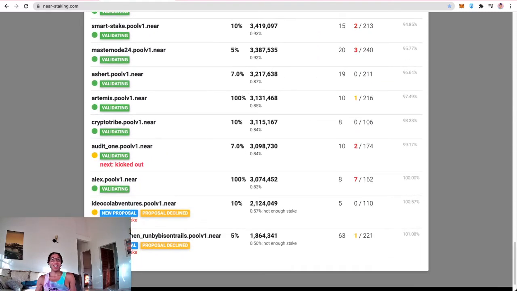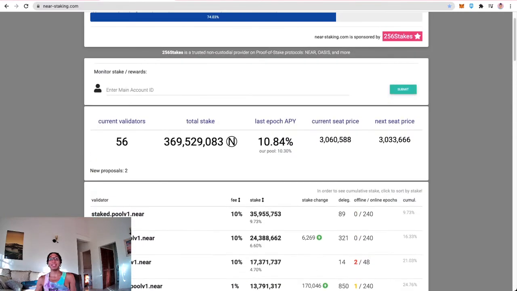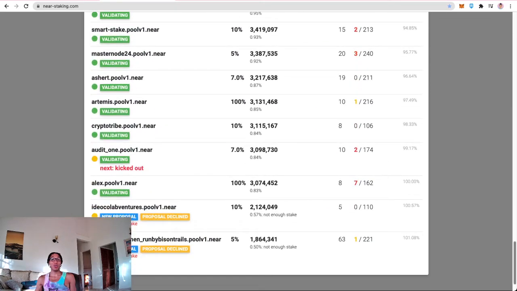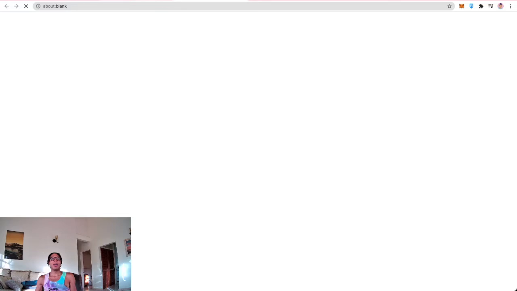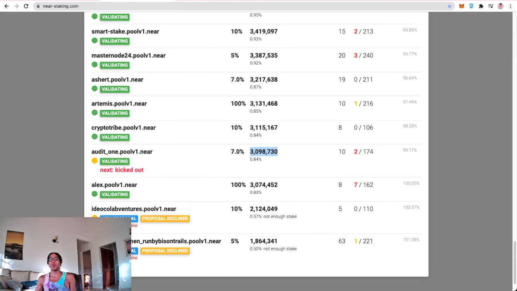So you can see here, these people were really close, but they're gonna get kicked out on the next one, right? So they're validating currently, but they got kicked out. And you can see here, the next seat price is 3 million 33,000. So potentially in the next round, they will be able to get back in. So they probably increase their amount to make sure they can get kicked in. If we look here, I'm assuming this is gonna bring up the Block Explorer for this validator, but we're gonna look at that later.